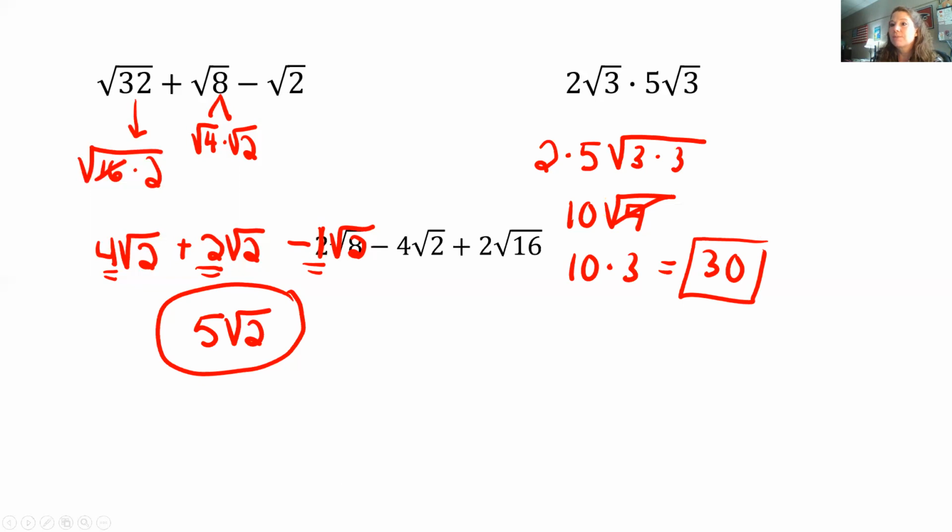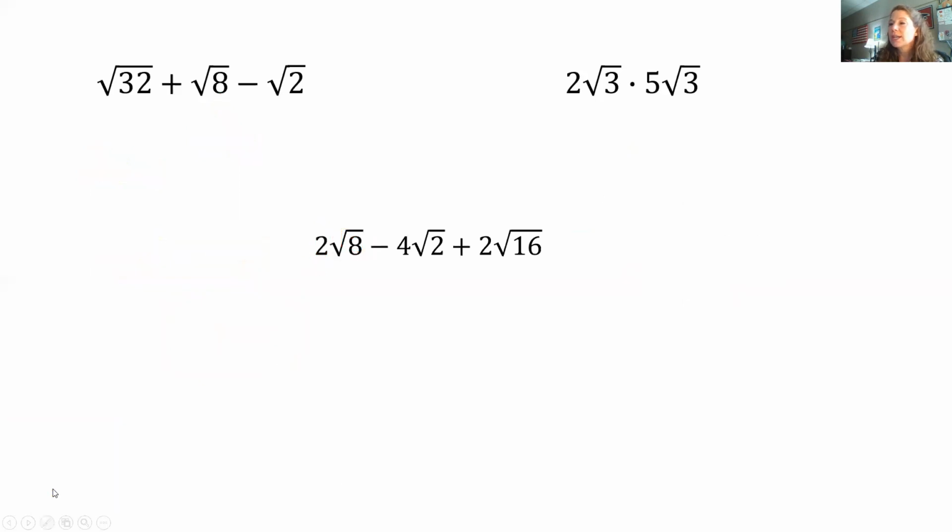Oh, there's another one. Let's see what we can have match. So let's just look at the 8. 8 is 4 times 2. Well, the square root of 4 is 2, so we're going to bring down this 2. So 2 times square root of 4 is 2 square roots of 2. So that would be 4 square roots of 2. That's what this one is, 4 square roots of 2.